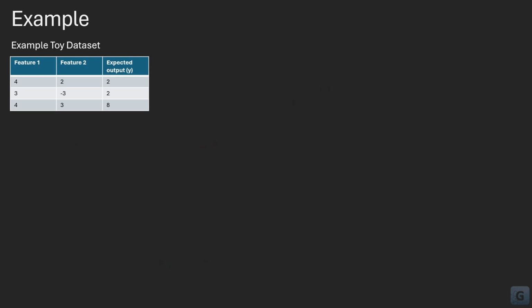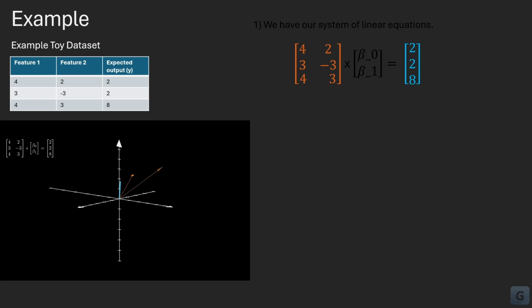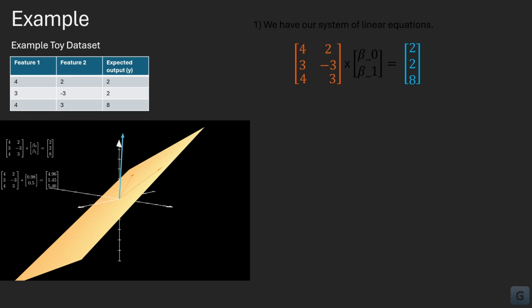Consider this toy dataset with 3 observations, 2 features and 1 output. Step 1 is we write down the system of linear equations. We can consider the feature columns as vectors and plot them in 3D space. The orange vectors correspond to the feature columns in our dataset. The blue vector is the actual ground truth y value. The vectors in the orange feature matrix span a subspace in this 3D coordinate space. Span is obtained by taking all linear combinations of the feature vectors.